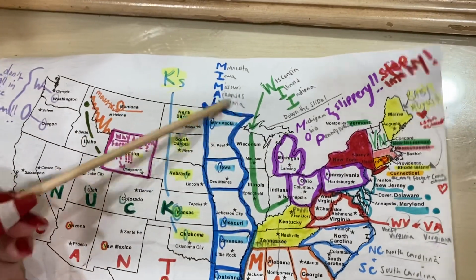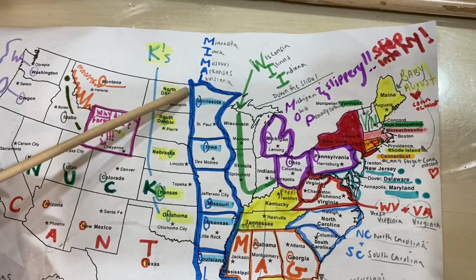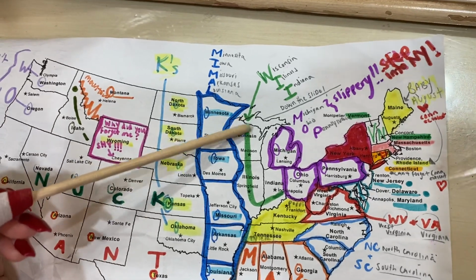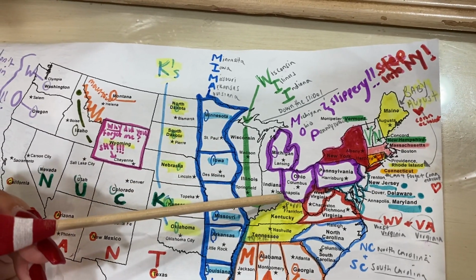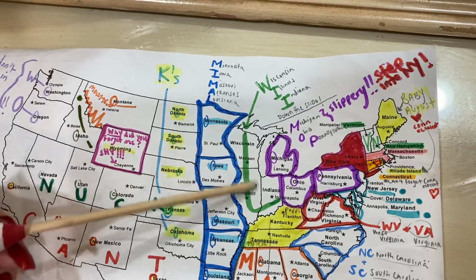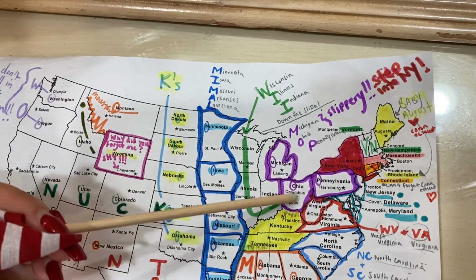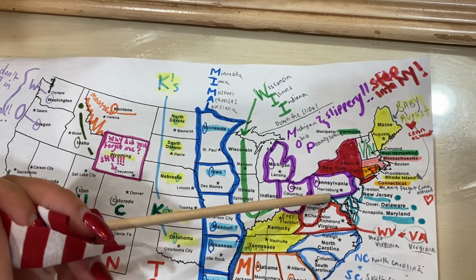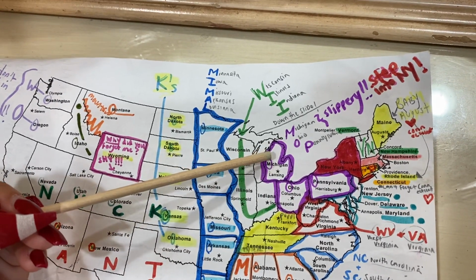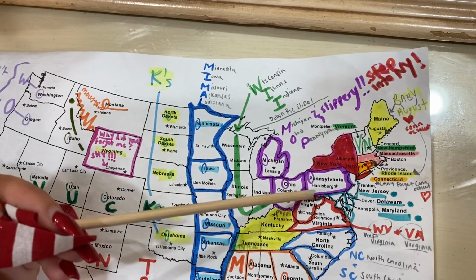Got it? Mimmel, down the middle. Go right next to it and swing, wee, down the slide, wee, and to the mop. M-O-P, mop, because it's slippery. Michigan, Ohio, Pennsylvania.